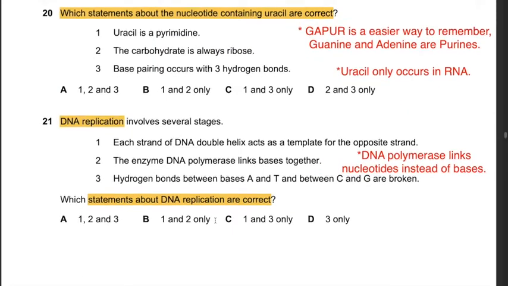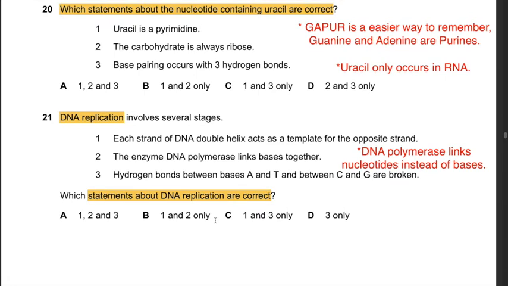Question 20. Which statements about the nucleotide containing uracil are correct? 1. Uracil is a pyrimidine. 2. The carbohydrate is always ribose. 3. Base pairing occurs with 3 hydrogen bonds. Option 3 is obviously incorrect as base pairing of uracil is with adenine, and A bonds with U using double bonds, that is only 2 hydrogen bonds and not 3. Since options A, C and D contain 3 as the answer, that leaves us with option B being the right answer as B doesn't have option 3 in it.